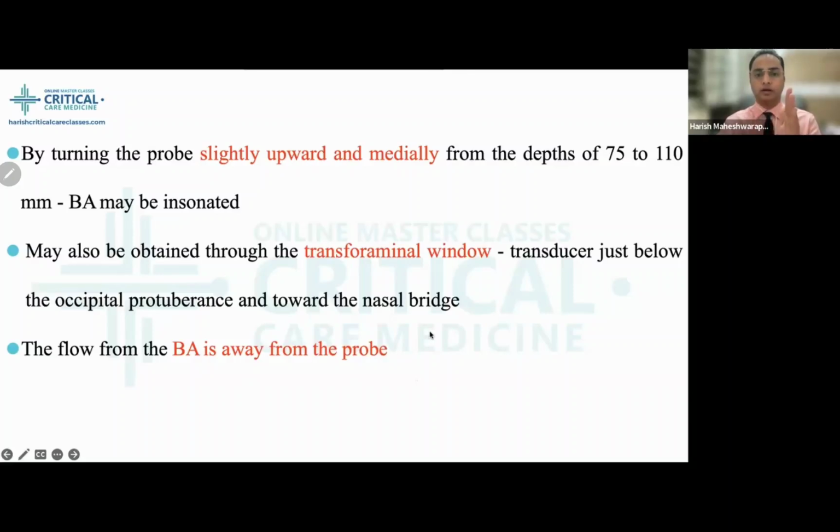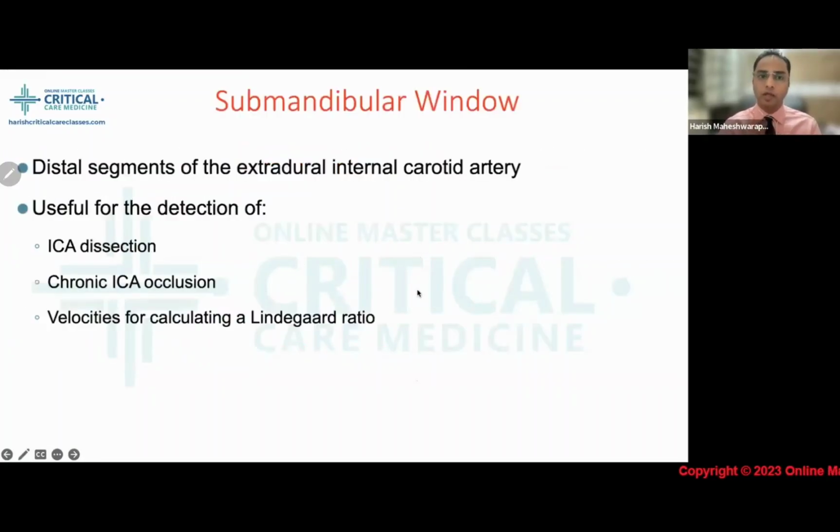So suboccipital and transforaminal are similar. Only, we are going to put the transducer just below the occipital protuberance towards the nasal bridge. Then it acts as a transforaminal window. So then what about the submandibular window?